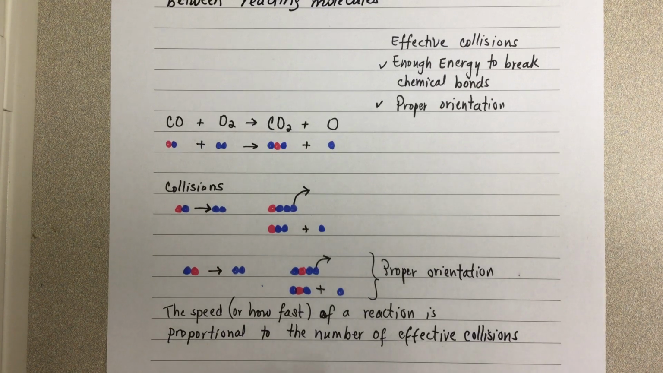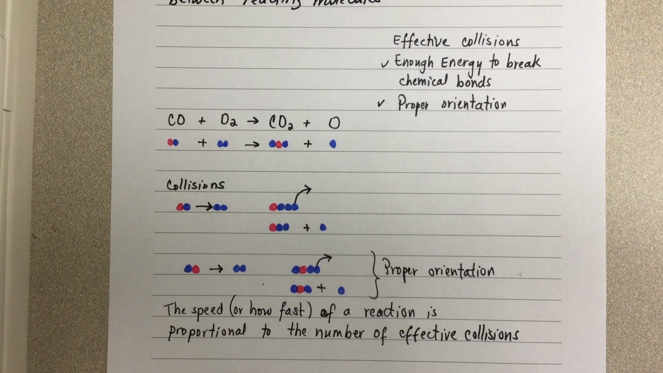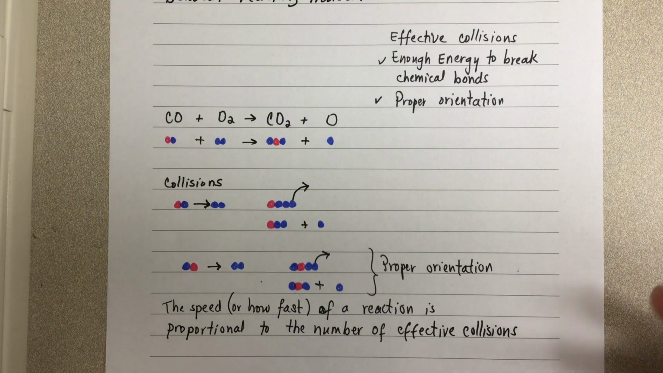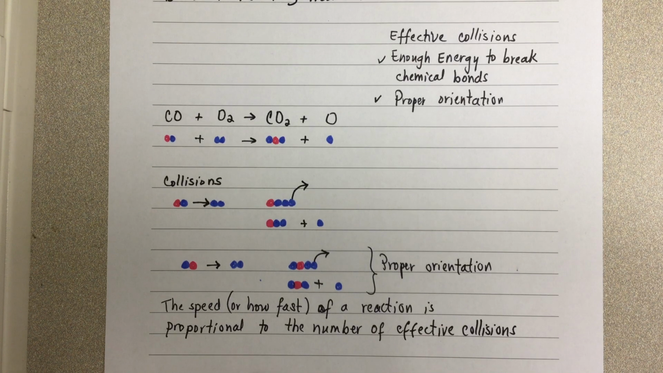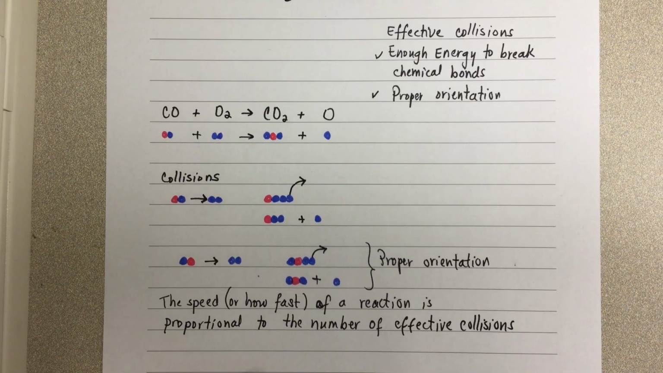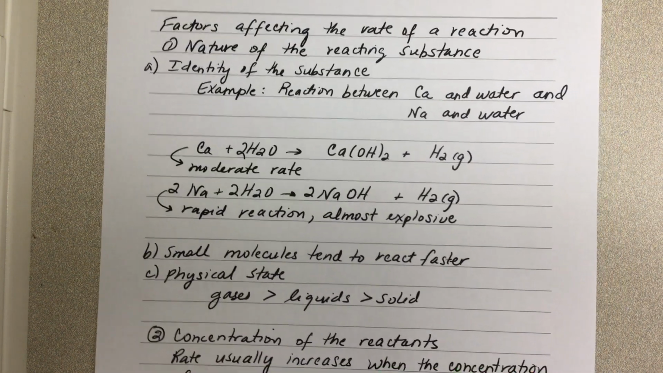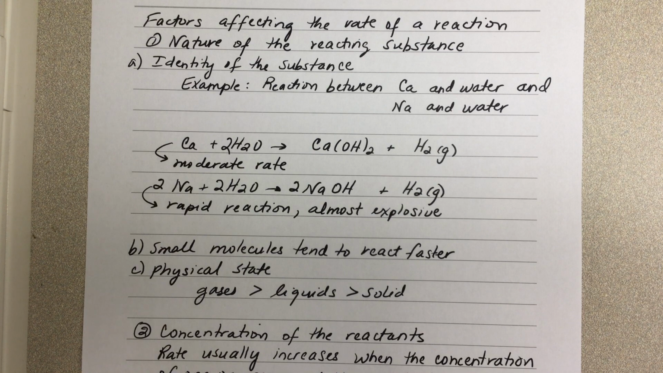So the more effective collisions you can get, the faster the reaction will happen. That's what the collision theory of kinetics is actually telling you. So based on that theory, we can go over things that are actually going to speed up a reaction, or that can help.